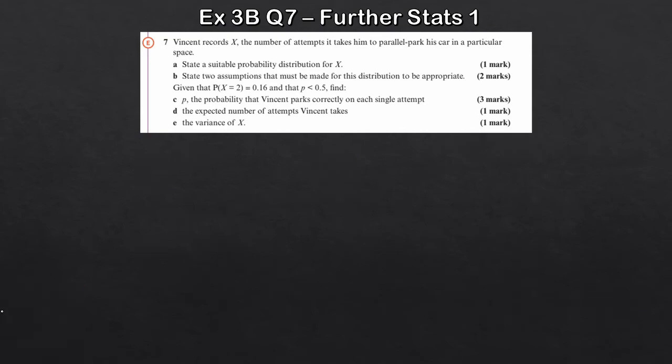we have to work out the expected number of attempts Vincent takes. Now, the expected number of attempts is just a posh way of saying work out the mean. So E of x, well, E of x, that's 1 over P. And we just worked out P to be 0.2. Okay, so if P is 0.2, this is going to be 1 divided by 0.2, which is the same as 1/5.